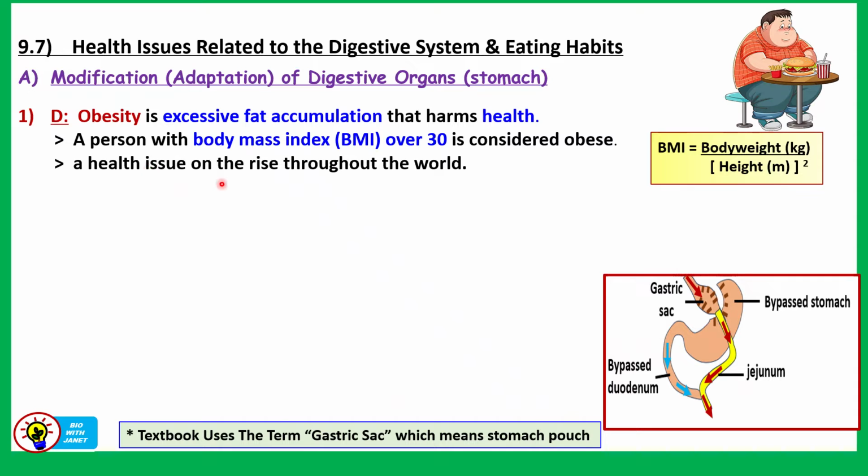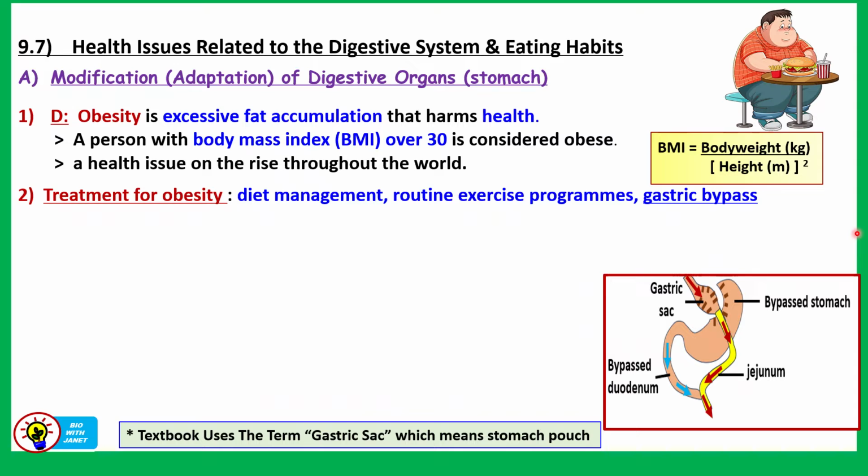So obesity is a health issue on the rise throughout the world. So what is the treatment for obesity? First, a doctor or nutritionist will recommend a diet or ask the person to go on a diet. So there's diet management. For example, the intake of carbohydrates and fats are reduced daily.